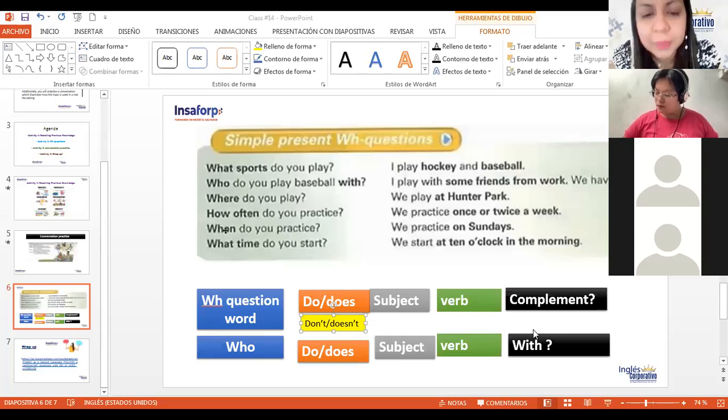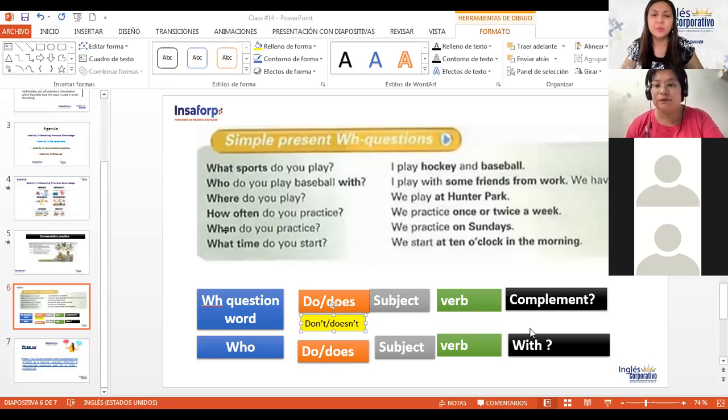You were making negative questions. For example, teacher, why don't you like sushi? And in that case, the auxiliary will be negative, don't. Okay, don't. Why don't you like sushi?